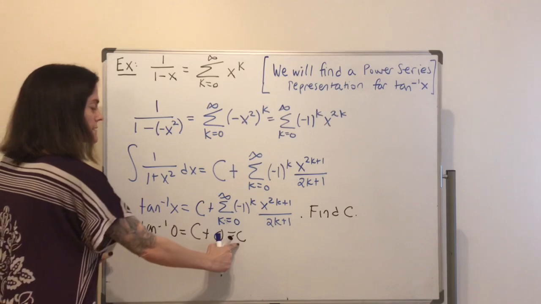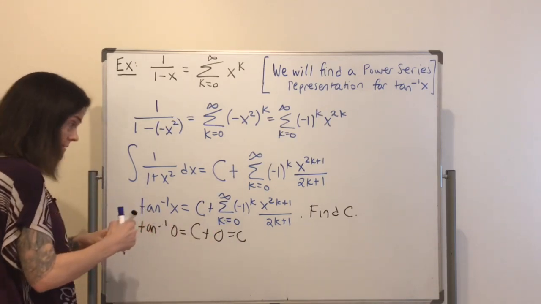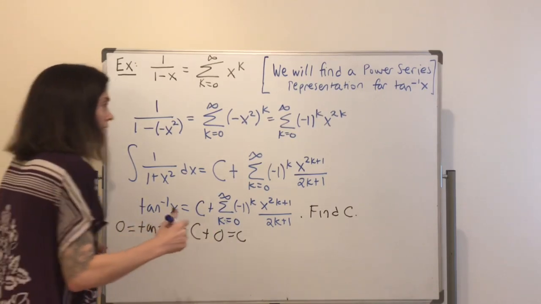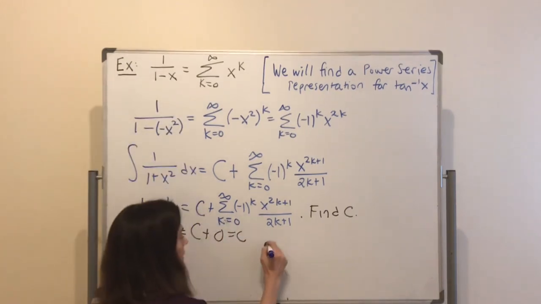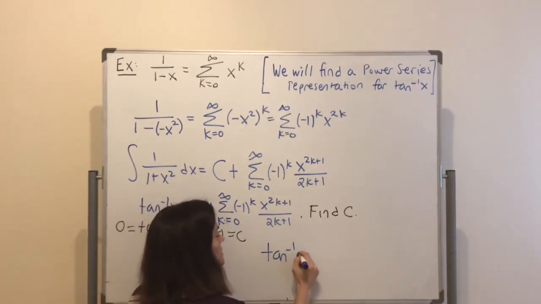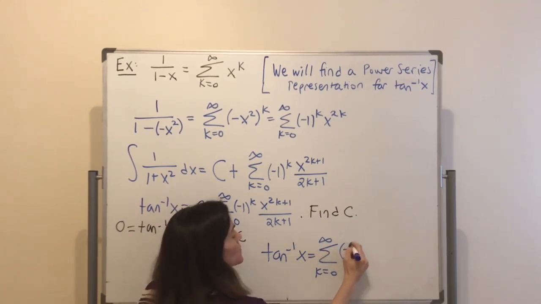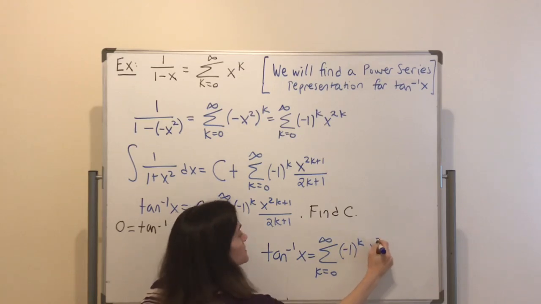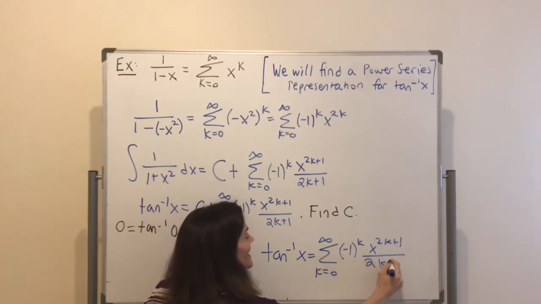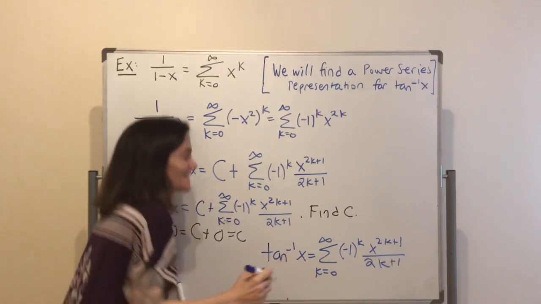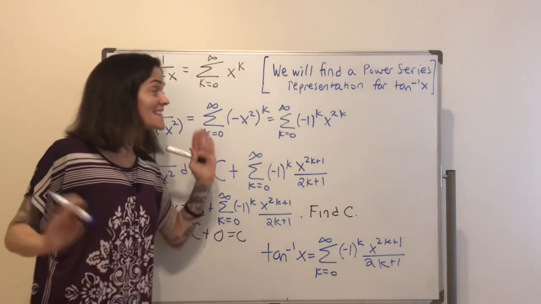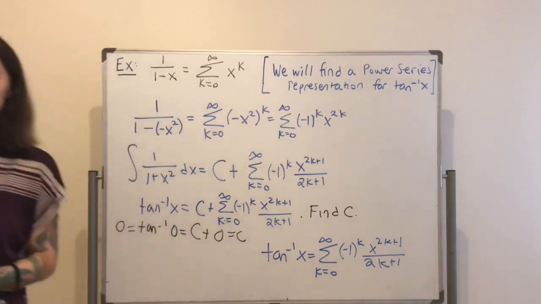Okay, so we see C is in fact 0, and we get from this that the inverse tangent equals this power series: the sum of minus 1 to the k, x to the 2k plus 1 over 2k plus 1. Okay, this is what we see from this exercise.